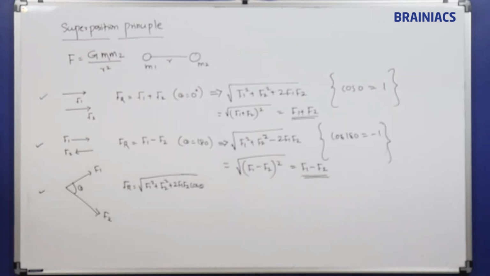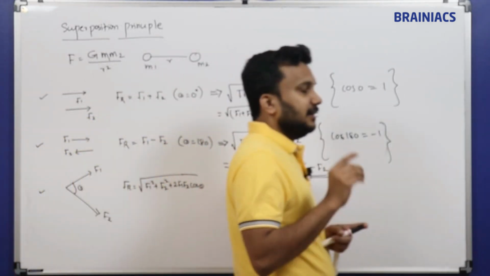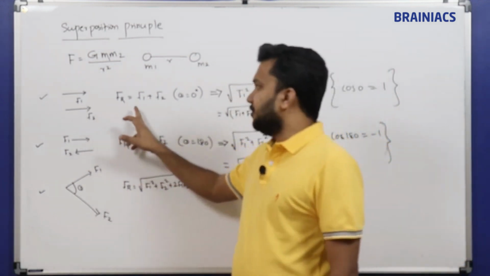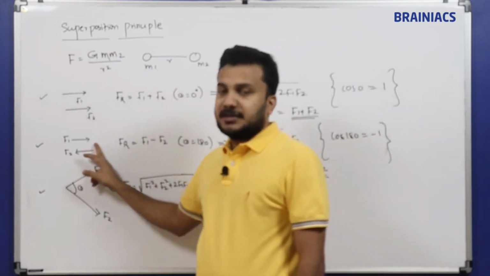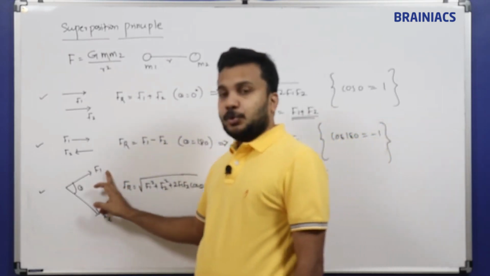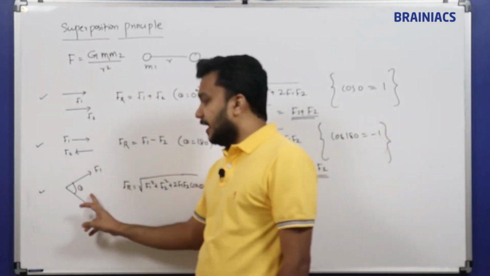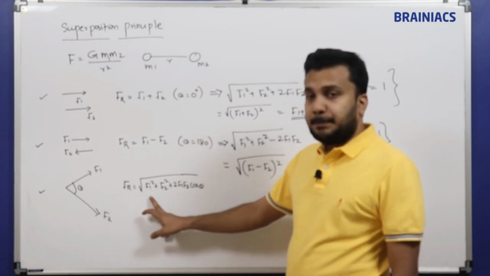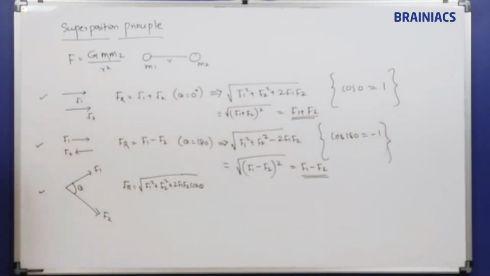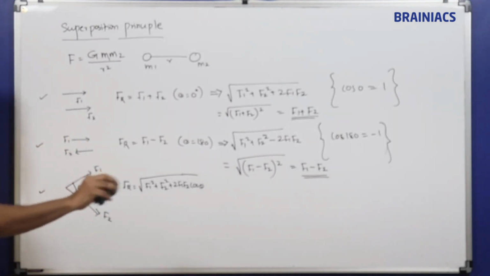This is a very basic fundamental principle of vector addition in physics. In short, if two vectors are in the same direction, you just add them up. If vectors are in opposite directions, you subtract one from the other. If two vectors make some angle theta between them, then you apply this formula and you get the answer. The same thing we are going to use to answer this question. This is a basic principle, the fundamentals of vector additions.